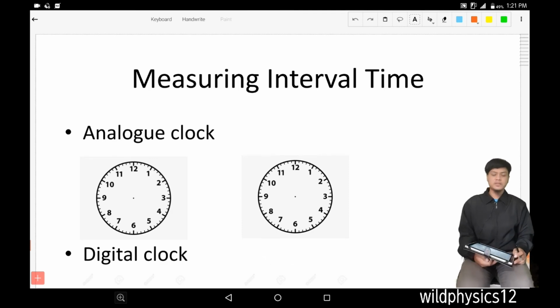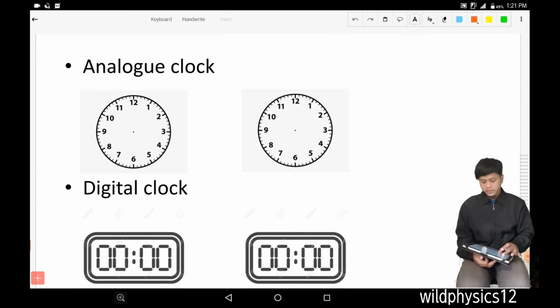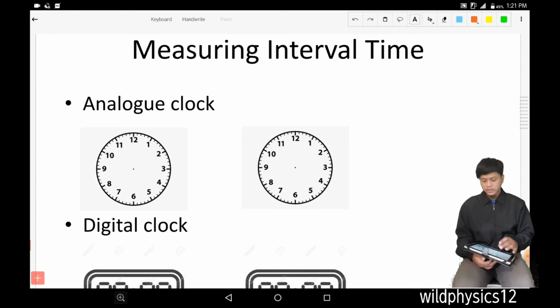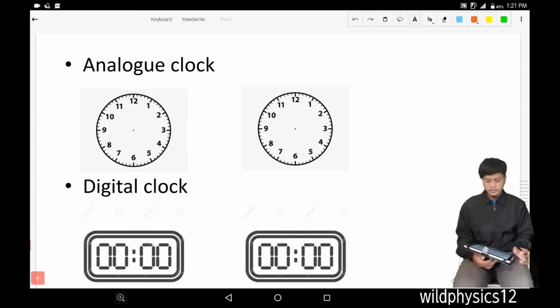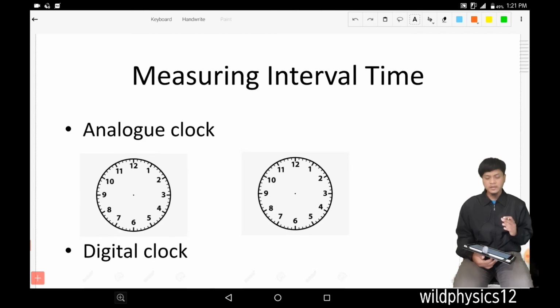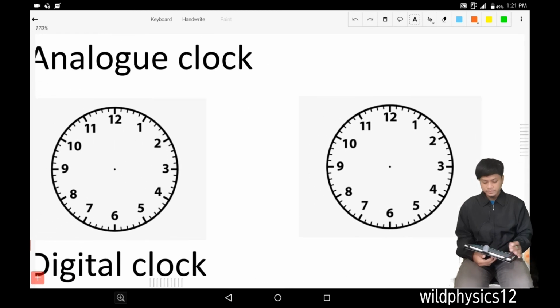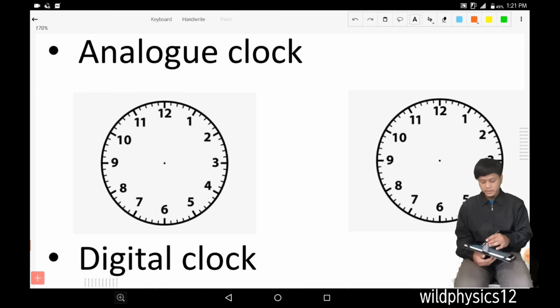Okay, let's talk about measuring interval time. We use the example over here with an analog clock and a digital clock, because both of them are the most used clocks to measure interval time. For the first one, we will use the analog clock. Let's see over here. I have an analog clock before the measurement and after the measurement.